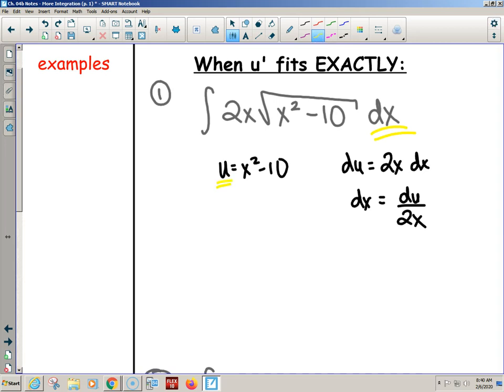So let's go ahead and plug and chug, and what we end up with is the integral of 2x times the square root of u times du over 2x. Why is this called when u prime fits exactly? Because what is about to happen? Everything goes away except for all the stuff with u's. U prime fits exactly when you could have just expanded your reach a little bit and said, oh, hey, look, it's du. So I have the square root of u du.